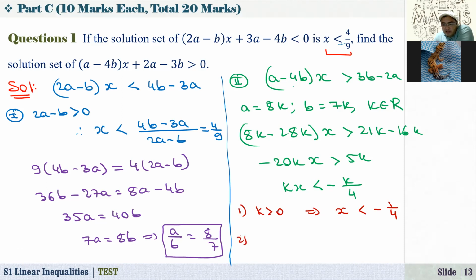And the second case is, how about K is less than 0? K cannot be equal to 0, because if K equals 0, A and B will be 0. That means that 2A minus B will be 0. It's not our case. It cannot be equal to 0. If K is less than 0, K is negative. You're dividing by K. So at the time this X will be greater than minus 1/4. And these are the solutions of the given inequality, depending on the value of K.